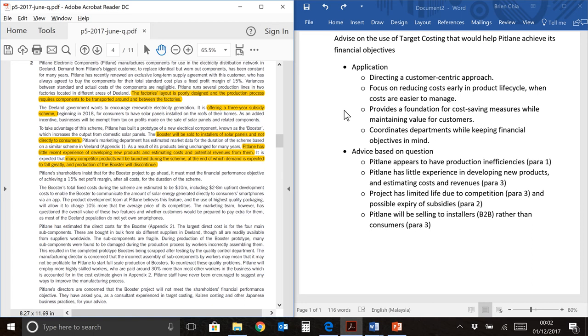And so there is a potential for value disconnect when we design our product. So when we apply the target costing principle, we need to keep in mind who the customer is that we are trying to focus on.